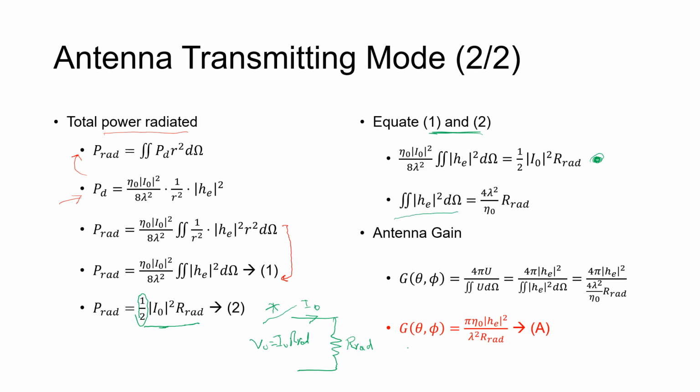Then we go to the gain definition, which is G equal to 4 pi U divided by the double integral of U d omega. And U is proportional to HE squared. So we can replace the terms: instead of U, we can use HE. Then we use the result which we have achieved here to find a relation between the gain and HE squared.